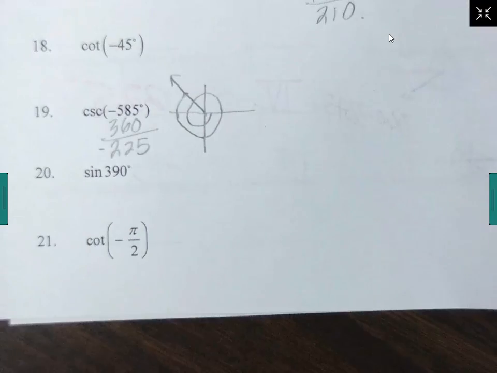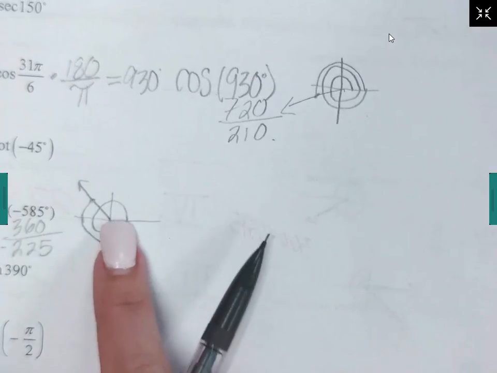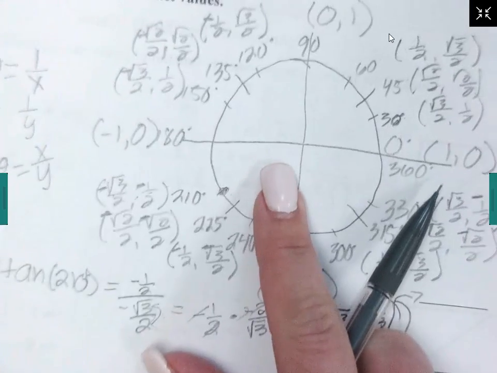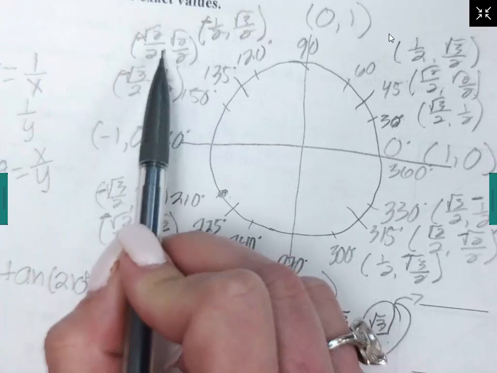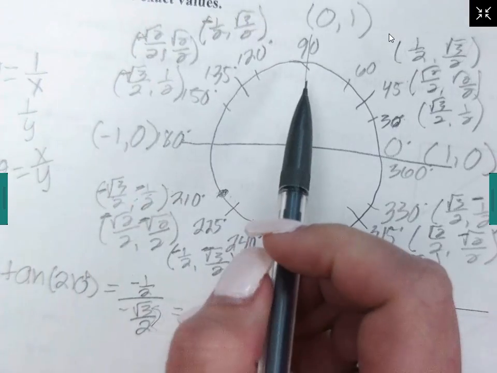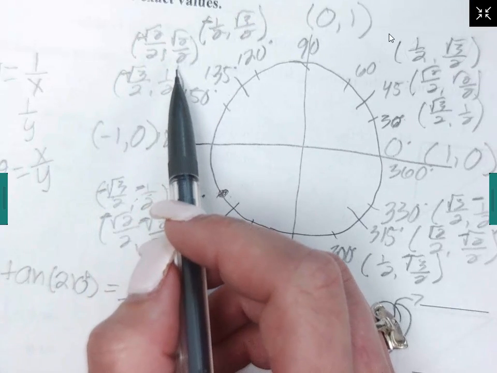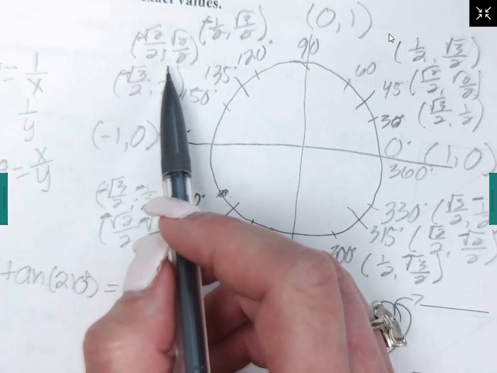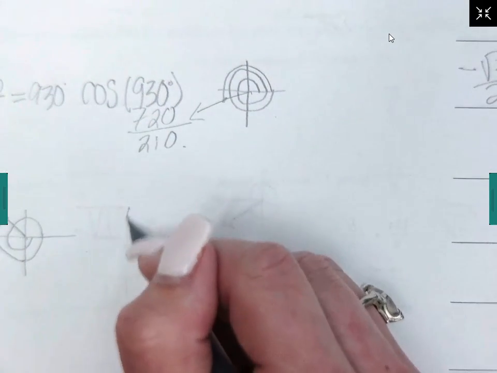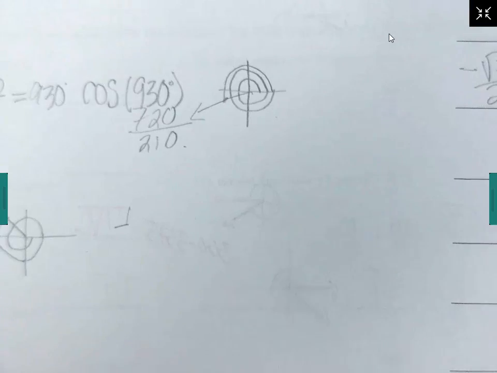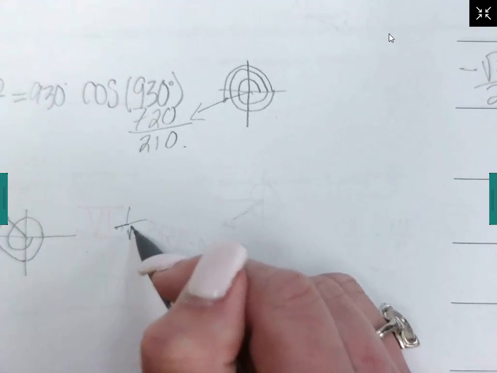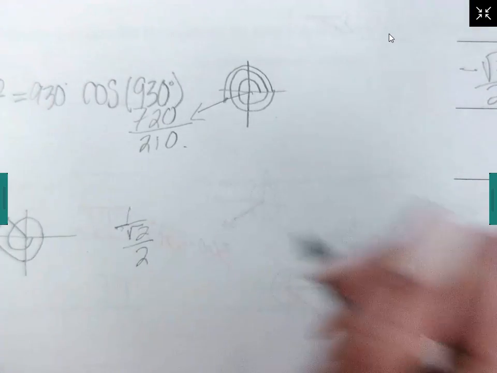Okay, what degree is that? If we see here, it's right there in the middle. So what would that be here? 135? So we're looking for the cosecant. So the cosecant is 1 over what? 1 over y. Right, so it would be 1 over square root of 2 over 2, okay?